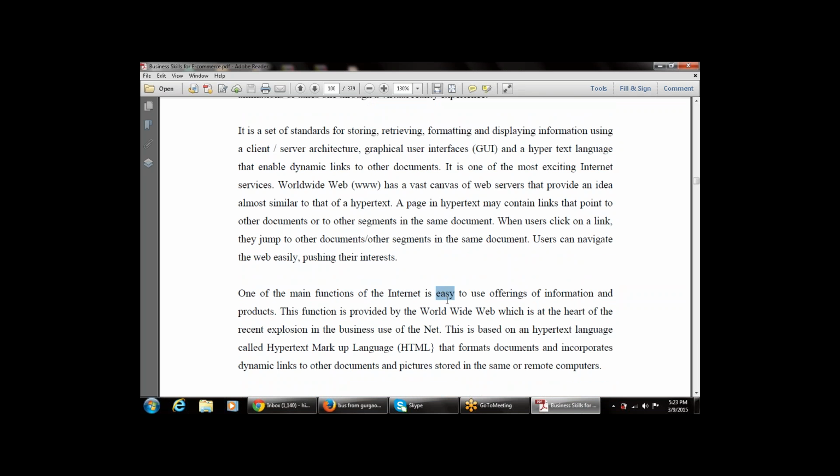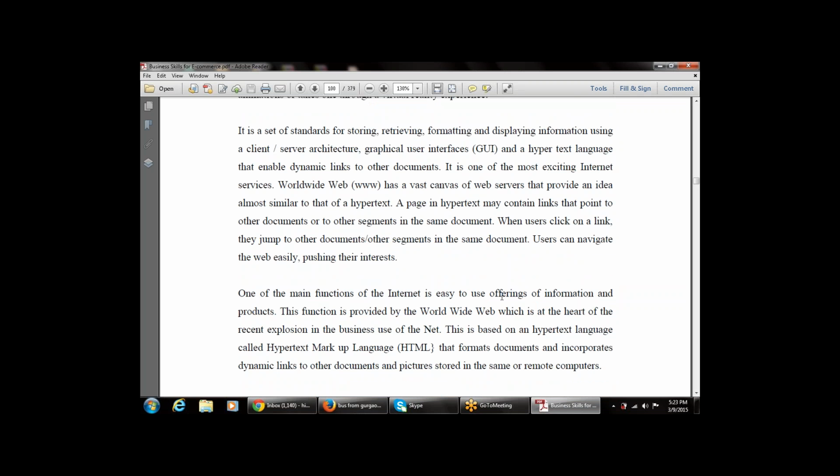One of the main criteria of the internet is the easy-to-use offering of information. This is one of the main functionalities of the internet, that there is great usage, and information is accessed very easily. That is, an easy-to-use offering of information and products. This is provided by the WWW, the World Wide Web, which is the heart of the recent explosion in business usage of the net.